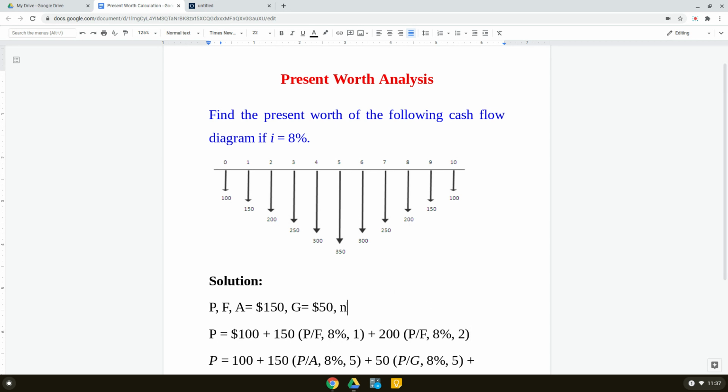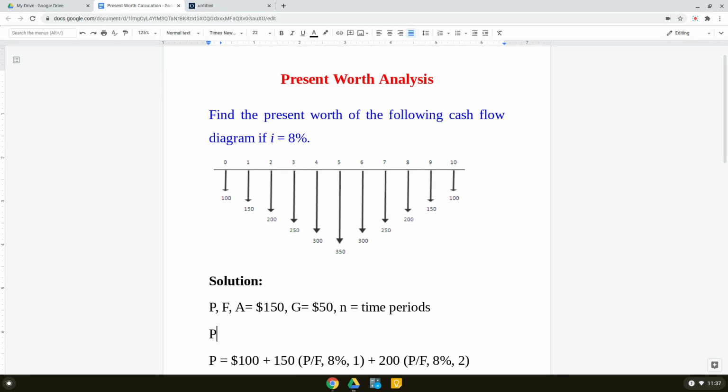N basically is the time periods, right? And the formula, as you know, is P equals some future value F in time period N, multiplied by the P given F factor at I interest rate and N time periods. So any future value, we can find its equivalent P value by multiplying it by the P given F factor at the given interest rate I% and the time periods, like how many time periods we want to discount it back.